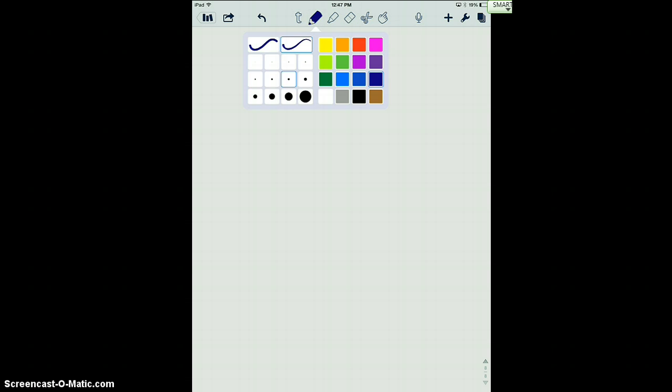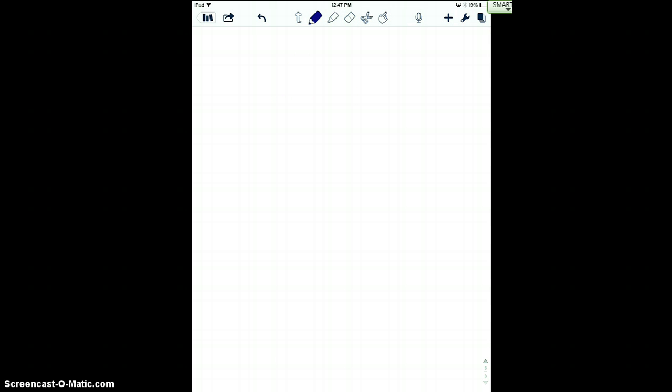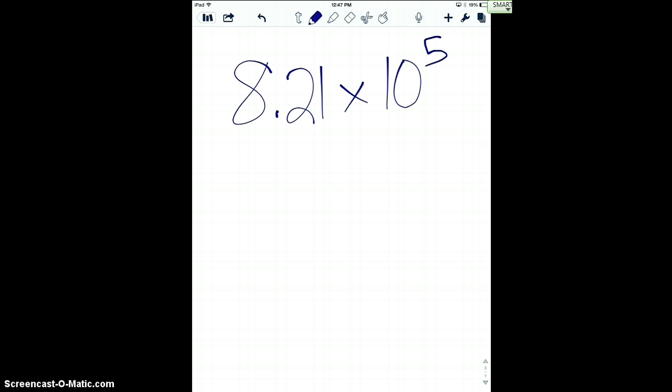All right, let's try another one. Okay, let's get a number that's already written in scientific notation, like 8.21 times 10 to the 5th power. And we want to write it in what's called standard form. So we want what the original number was.